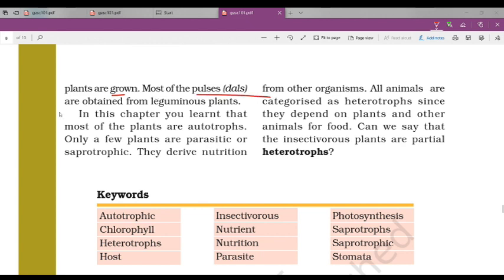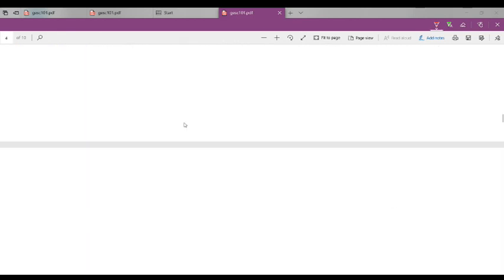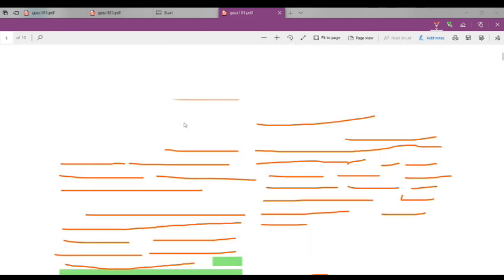Most of the pulses, dals, are obtained from leguminous plants. Yes, definitely. So, bacho, we have studied so many things in these chapters. We will recapitulate what we have studied in this chapter from the start.